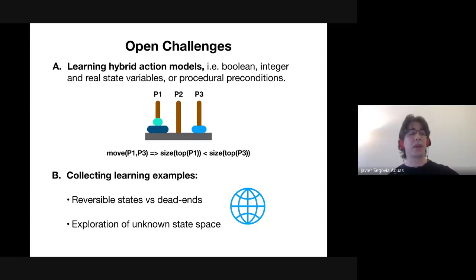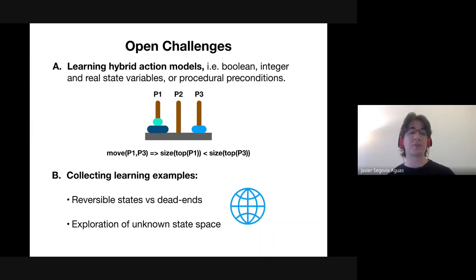And a second challenge will be the way that we collect examples. So we can explore the state space, and there are state spaces where we have states that are reversible. But if we break a glass of water, this is not reversible. This is a dead end. So we need some wise mechanisms to explore this state space, avoiding somehow these dead ends, or even recognizing these dead ends to prevent a robot or any agent from reaching them.